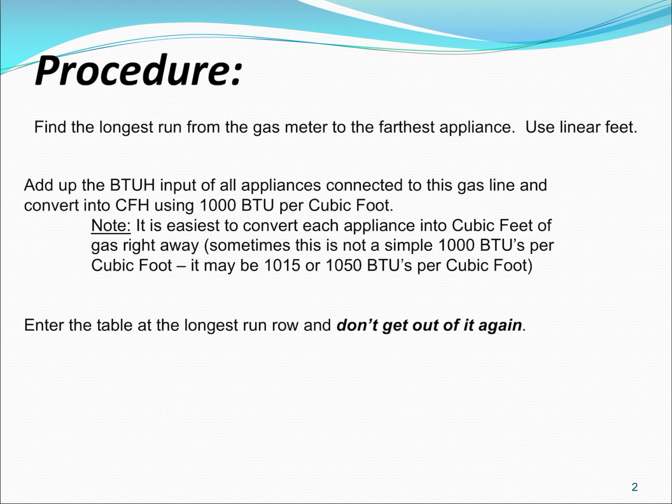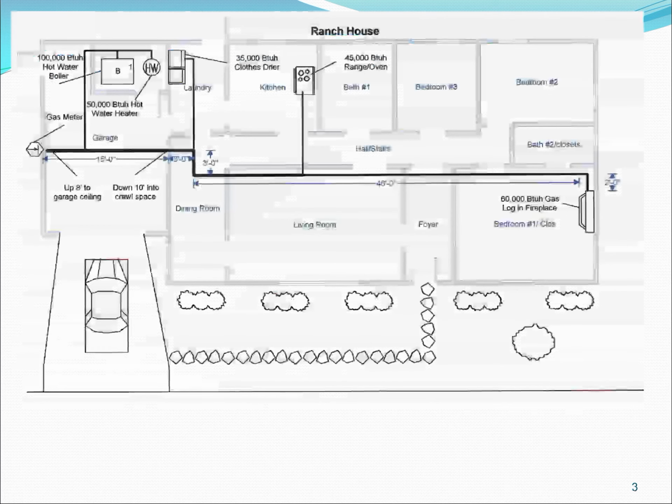Obviously from there, we'll enter the table at the longest run, and we won't get out of that again. So very similar to another previous explanation that I had done. So we get all the sizing. We can use that table. We do all the mains, the branches, and we stay on that same row. So let's take a look at an application.